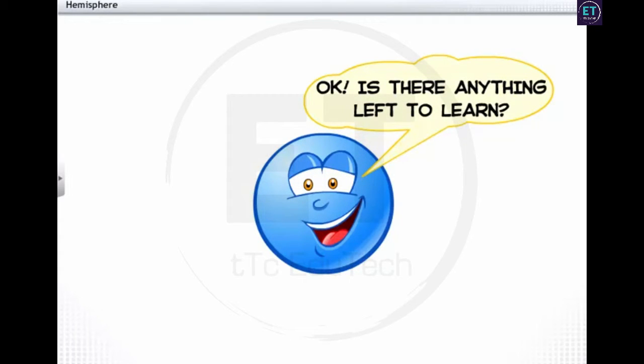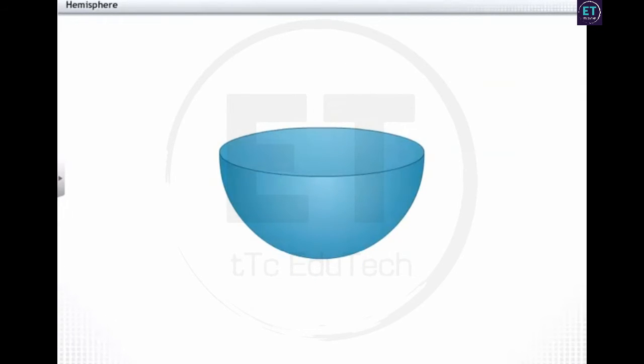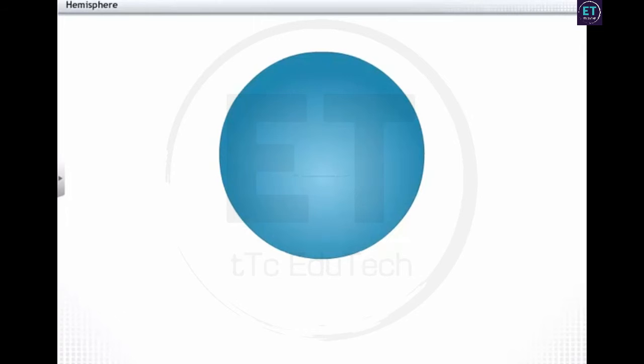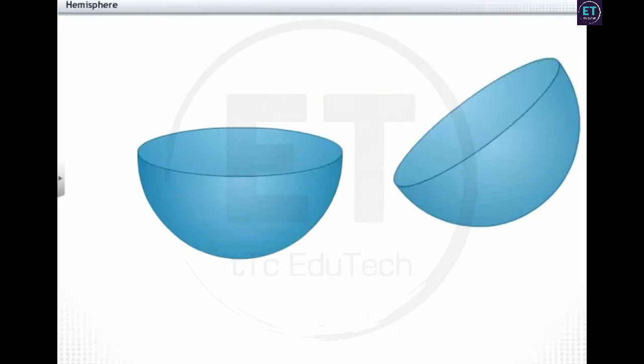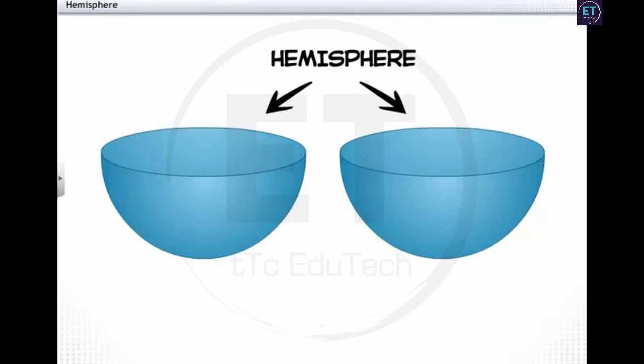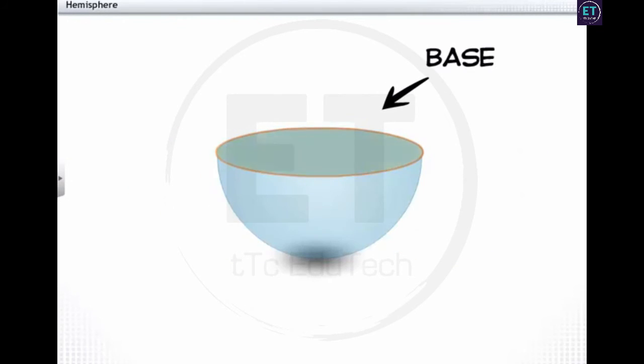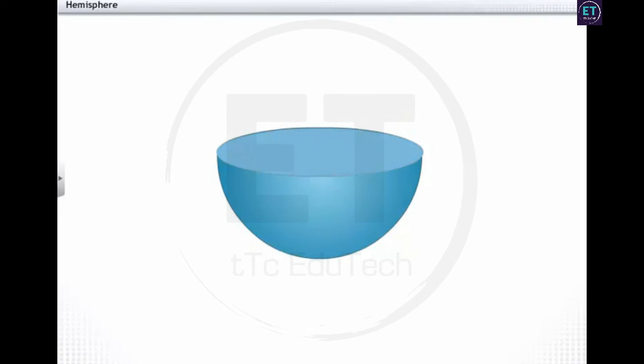Okay, is there anything left to learn? Yes, we have to learn about the hemisphere. A hemisphere looks like this. How is a hemisphere obtained? Here is the procedure. Take a sphere and cut it into half. The sphere gets divided into two equal parts. Each part is called a hemisphere. A hemisphere has two faces, a flat surface which is called the base and a curved surface.